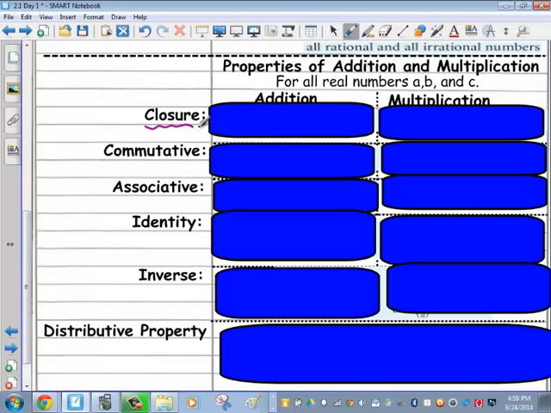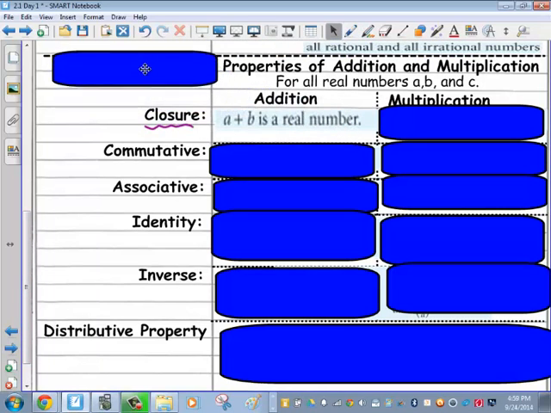The first property is called the closure property of addition. Pretty much what it says is if you have A and B, if these are real numbers, if you add A and B, you're going to get a real number. So if you have 1 and 2 and you add them, you're going to get 3, which is also a real number. So that's the closure property of addition.